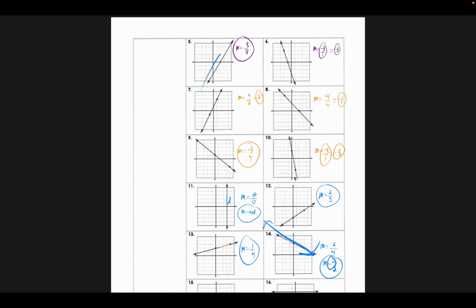Whereas any slope that goes uphill from left to right will have a positive slope, which once again we see on all the other ones I didn't mention other than number 11, which would be 5, 7, 12, and 13.